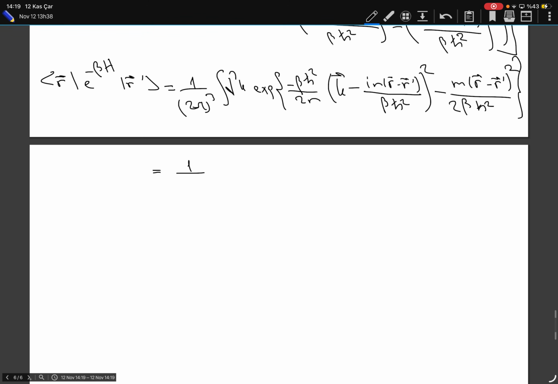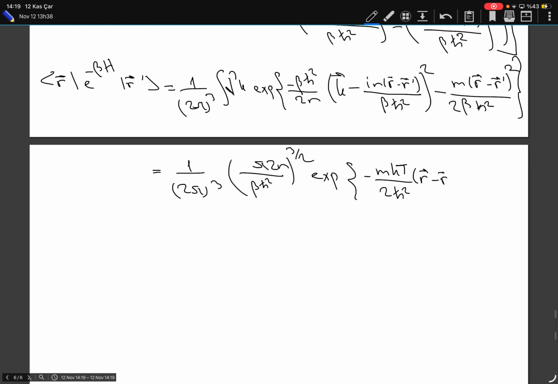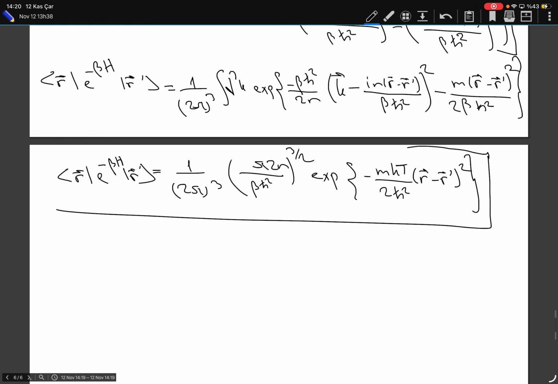So this is 1 over (2 pi) cubed, times pi over (beta h bar squared over 2m), raised to the power 3 over 2. This is the result of the Gaussian integral, times the exponent minus m k T over 2 h bar squared, (r minus r prime) squared. This is the matrix element of the exponent appearing in my density matrix.